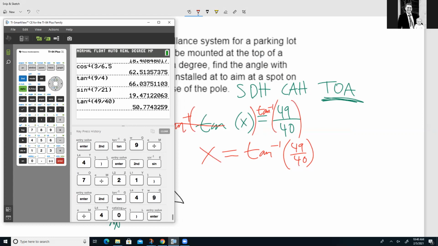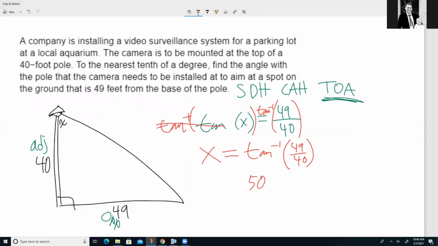That's going to give me 50.77. It says rounded to the nearest tenth, so the 7 will make the 7 round up, and x will be equal to 50.8 degrees.